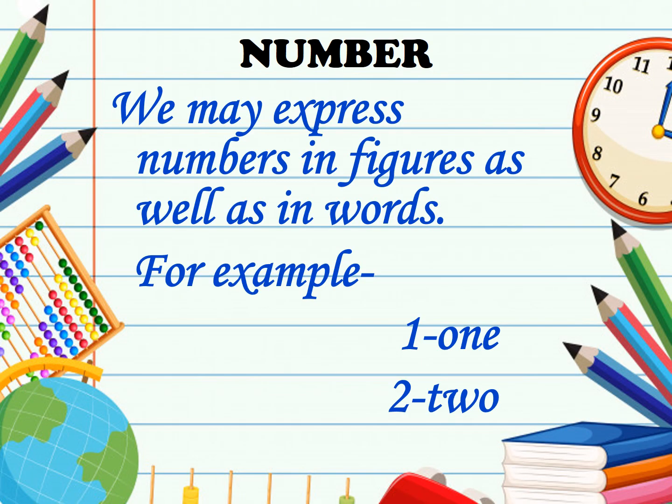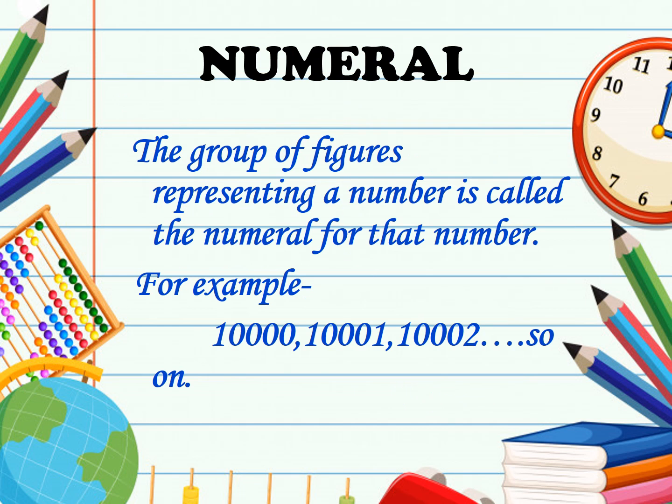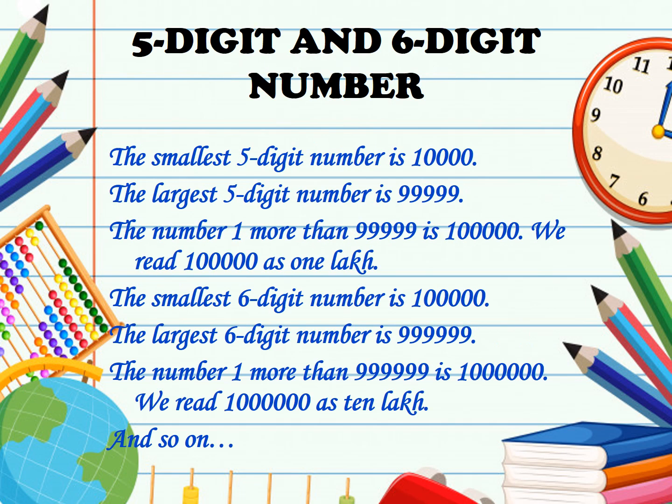Number. We may express a number in figures as well as in words. For example, 1 is represented in figure and ONE is represented in words. Numeral. The group of figures representing a number is called the numeral for that number. For example, 10,000, 10,001, 10,002 and so on.